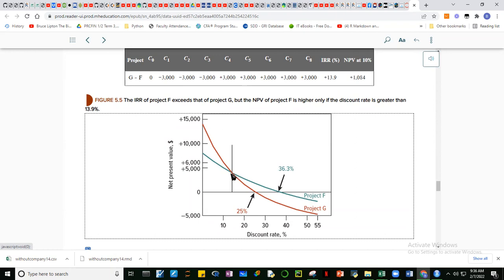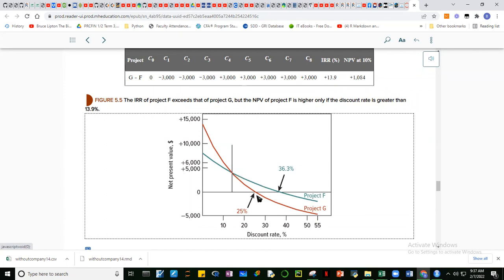But when the cost of capital is less than this point, which we call the crossover rate, then we choose project G. Take a look at the plot here. Project G is the brown one. To the left of this crossover point, project G has higher NPV compared to project F. But to the right of this point, you notice that project F has a higher NPV than project G. So we choose project F if the cost of capital is to the right.